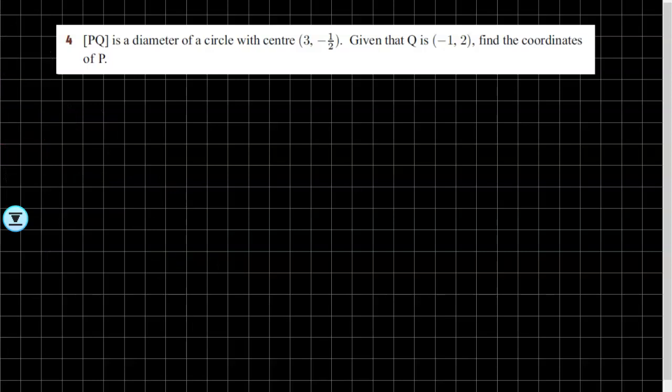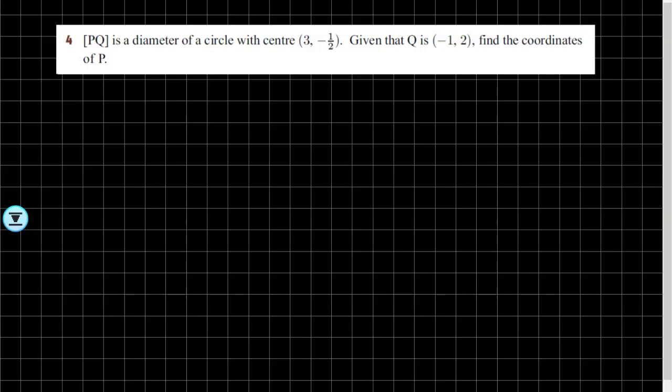All right, so we read this question. PQ is the diameter of a circle. It's got a centre of 3, minus a half, given that Q is that. Find the coordinates of P. What would be the first thing that you should do?